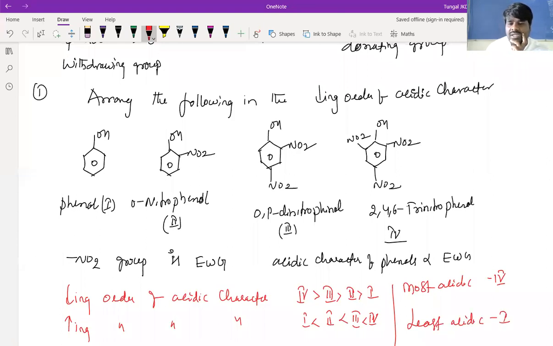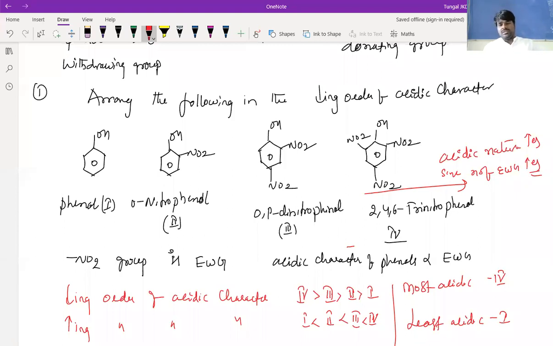So from left to right, acidic nature increases. Why? Since the number of electron withdrawing groups increases. From the objective point of view, out of this single statement, I can give four questions: which of the following is the increasing order, which is the decreasing order, which is the least acidic, or which is the most acidic. Are you getting this?